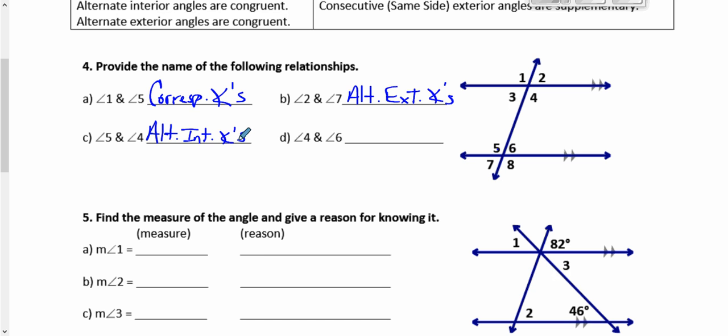And then 4 and 6? Not corresponding. Consecutive what? Interior. Consecutive interior angles, or same side interior. Okay?